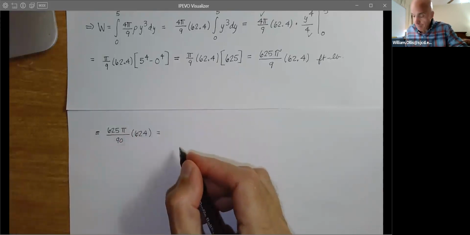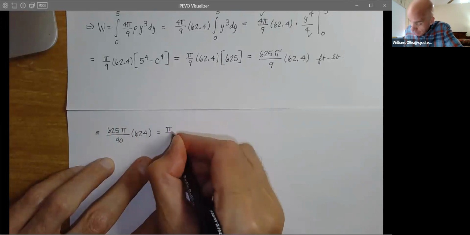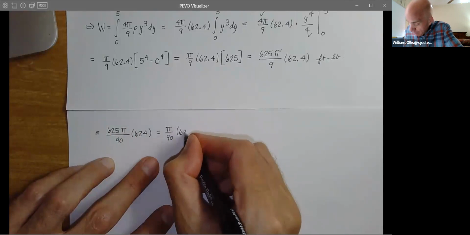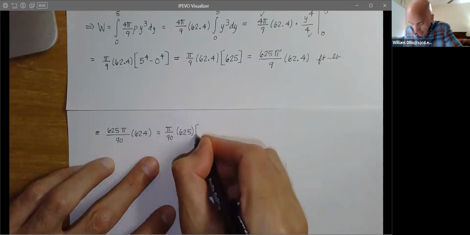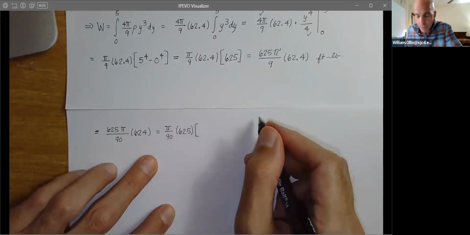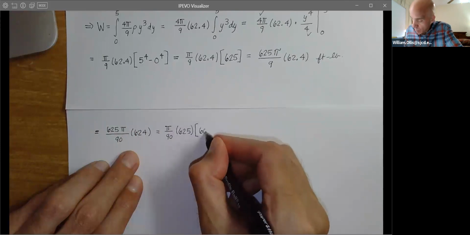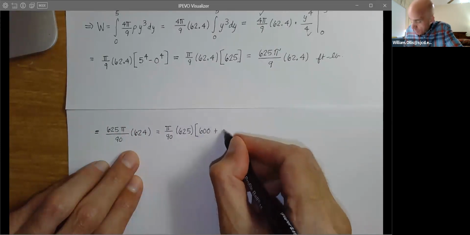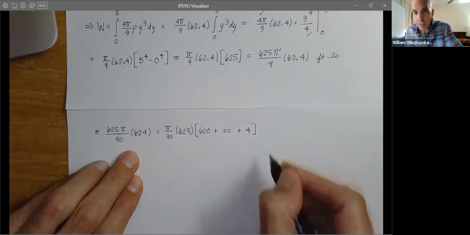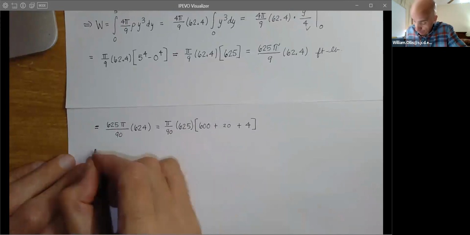And if you like, go ahead and pull this over. So this will be pi over 90, and we have 625. And then we can write, if you will, and I'll say this, every time you do this, just pick the number of your choice. We can do 600 plus 20 plus 4. That's just how you multiply numbers anyway. That's how you learn how to multiply numbers in the 5th grade or whenever you learn.